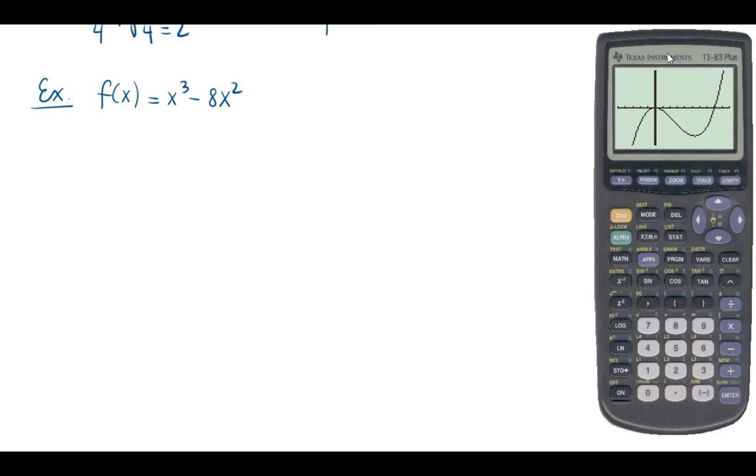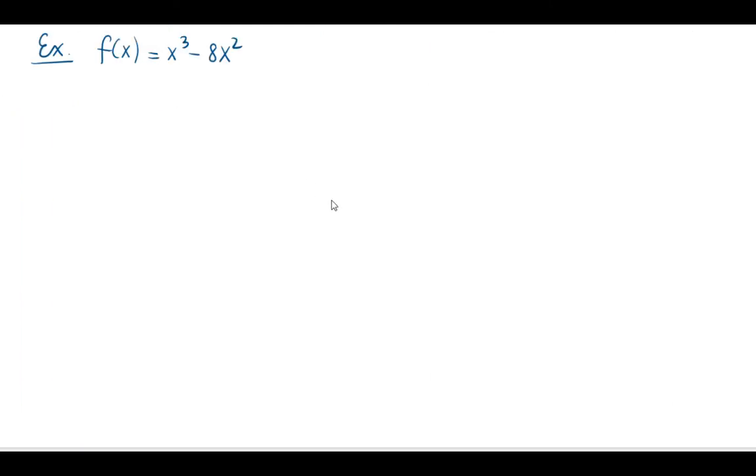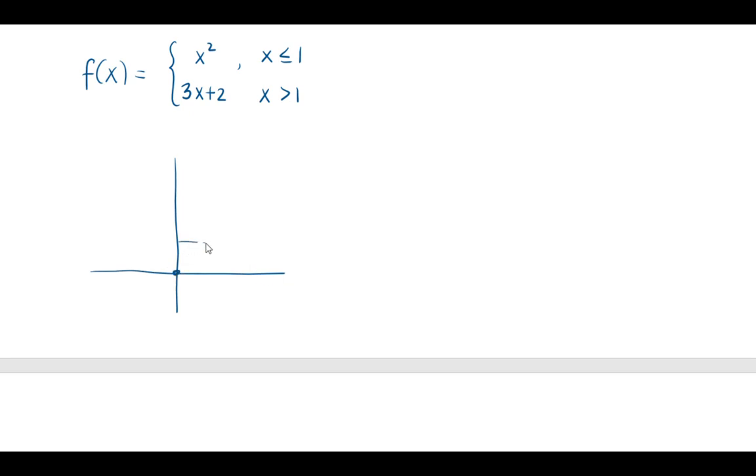Now the next one that I'm going to talk about is graphing a piecewise function. What if you have something like this form? Let's say f of x equals, on one side it's just x squared if x is less than or equal to 1, and on the other side it's 3x plus 2 if x is greater than 1. Now you know the graph of x squared, it looks like this. I have 0, 0, here I have 1, 1, here I have -1, 1, and it just opens up. We call it a parabola. It opens up like that.